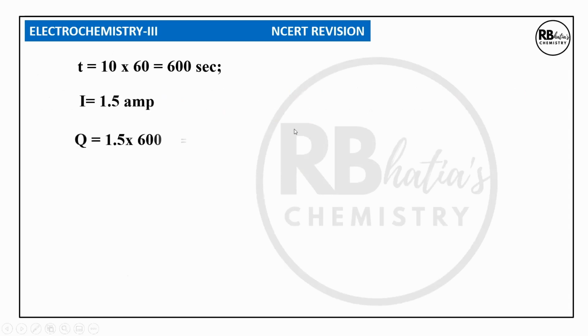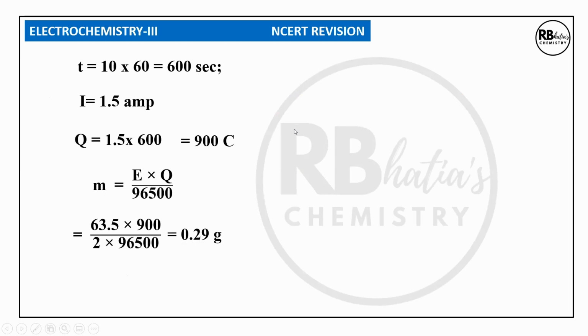So the formula becomes this. I into T, 900 coulombs. So we have E upon F. This is atomic weight upon N factor. This much is E, this is F, and this is Q. So when you solve, you get the answer as 0.29 gram.